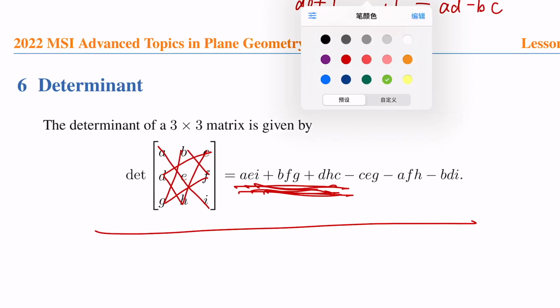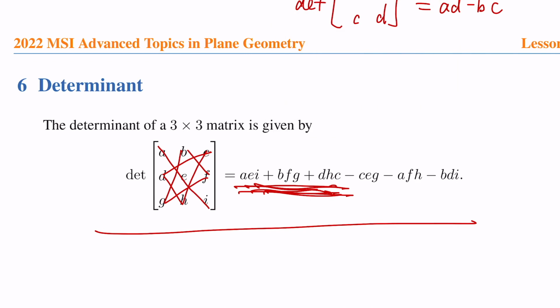And for the negative terms, you go the other way around. So this is the second diagonal of the matrix. Okay, so maybe I can erase it because it's not easy to read. So this is the other diagonal. Okay, ceg, but then this one would be negative.